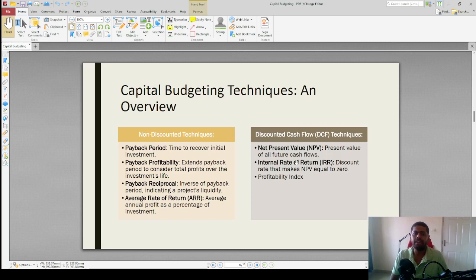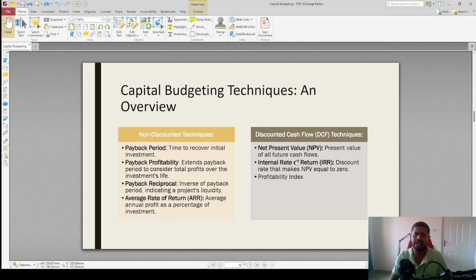So the other three non-discounted techniques really come under the payback period. It's a set where there's one main measure and then there are two variations. Payback period essentially looks at the time taken to recover the initial investment. This is actually a useful way of thinking about it.